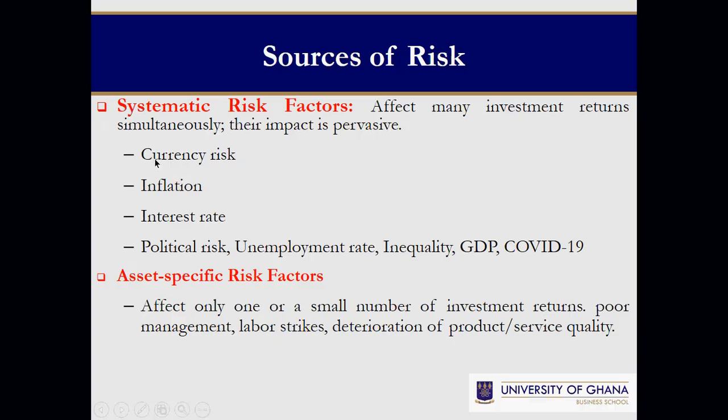Their impact is pervasive, and they can be currency risk, right? The rates that the currency will fluctuate, or deflate, or inflate. So inflation rate is here. The rates that inflation will increase, therefore increasing interest rate, because inflation rate is the one that causes interest rate to increase. So inflation, interest rate, political risk, unemployment rate, inequality, GDP, COVID-19. Then asset-specific risk affects only one or a small number of investment returns. It can be poor management, labor strikes, deterioration of products, and etc. I've explained this.